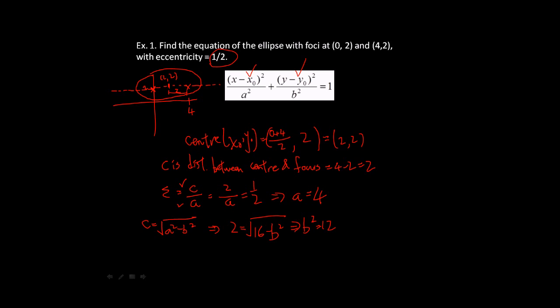And because of that we have A, B and C all together, and the equation would be x minus 2 squared over A squared, which is 16, plus y minus 2 squared again, which is the y coordinate of the center, over B squared as 12, and equals to 1. So there we have the equation of this ellipse.